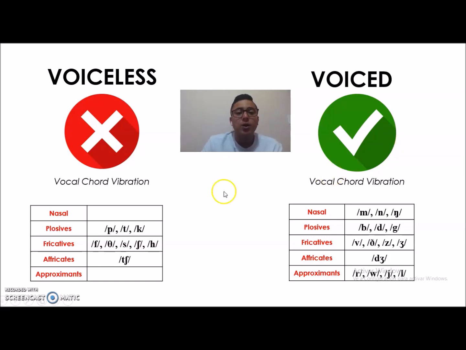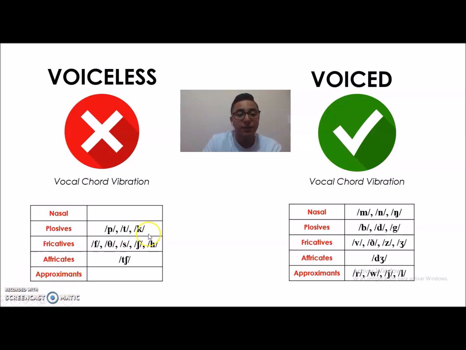Okay? So as we already know all the consonant sounds, I decided to divide them into the 5 groups, which are nasal, plosive, fricative, affricates, and approximants. And in that sense, they are separated into the voiceless sounds and the voiced sounds. In the first place, in the nasal group, there are no voiceless sounds. All of them are voiced. Then in second place, we have plosives, and we have 3 of them in the voiceless sounds and 3 of them in the voiced sounds.